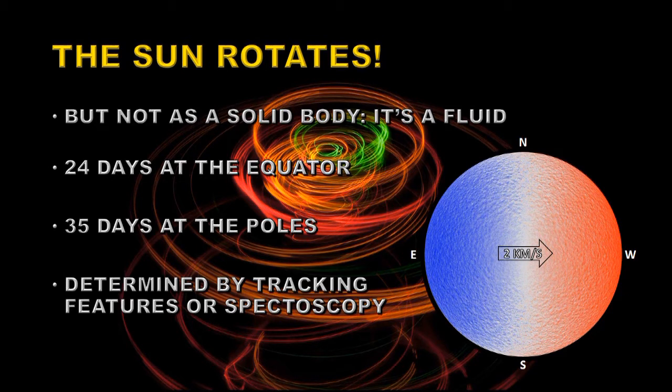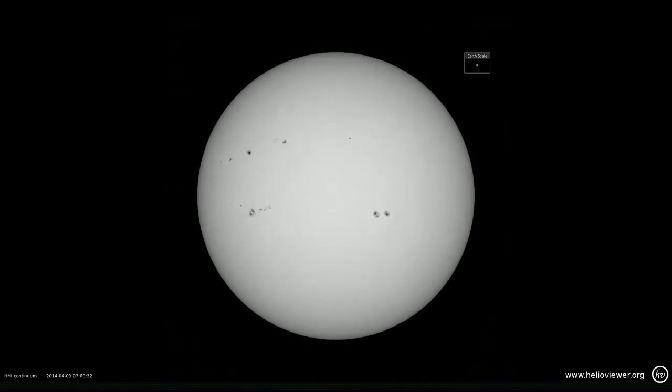Let's take a look at a video of the Sun rotating. This video encapsulates about 28 days of solar rotation. Now you can see the sunspots rotating from east to west across the image.